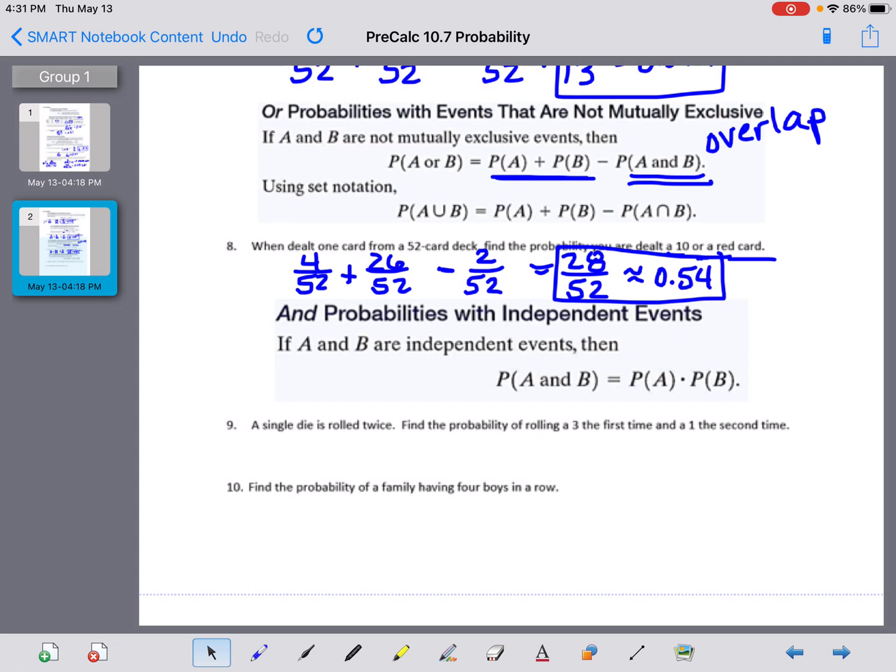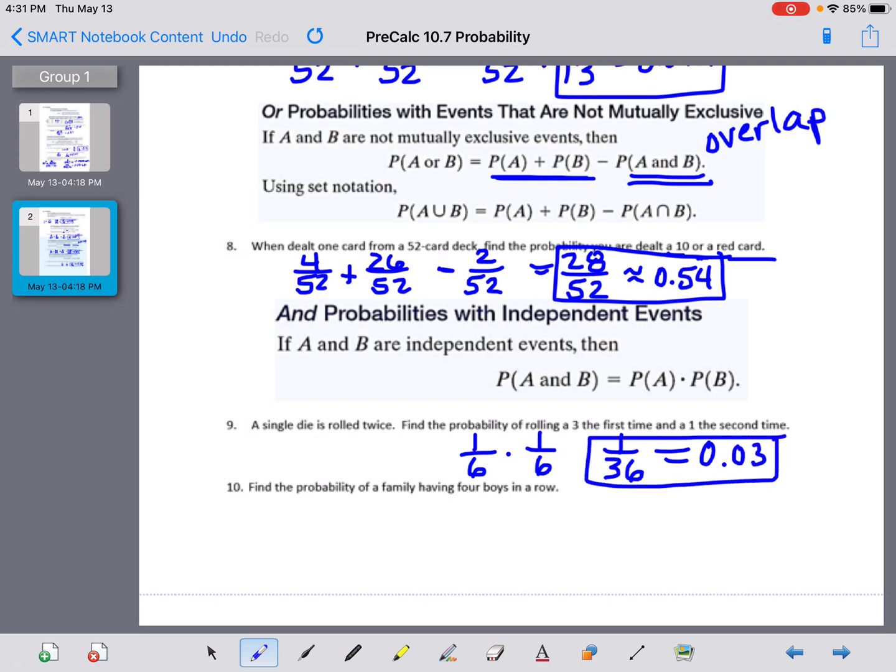So for number 9, a single die is rolled twice. Find the probability of rolling a 3 the first time and a 1 the second time. So if I have one die and I roll the first one, I'm rolling a 3. Well, there's 1 3 out of my 6 choices. The second time, I pick up the same die. It's not like because it landed on 3 the first time, it lands on something else the other time. One doesn't have anything to do with the next. So what's the chance it's going to land on a 1 the second time? Well, once again, I have a 1 in 6 chance of landing on a 1. All I need to do is multiply. It's like the counting principle. 1 over 6 times 1 over 6 is 1 over 36. They didn't have anything to do with each other, and that comes out to about 0.03.